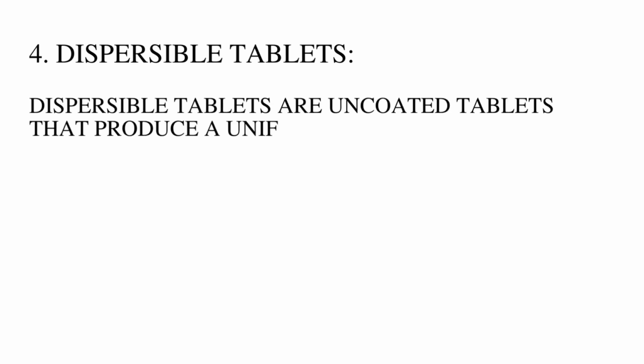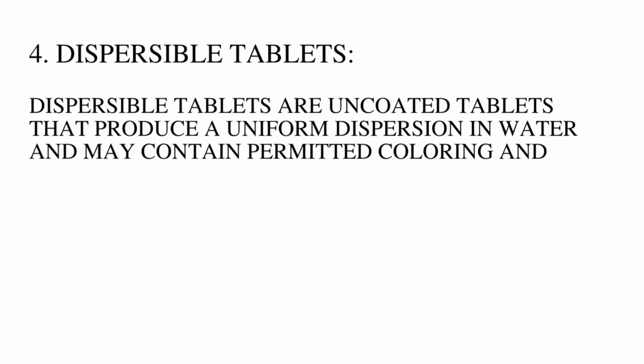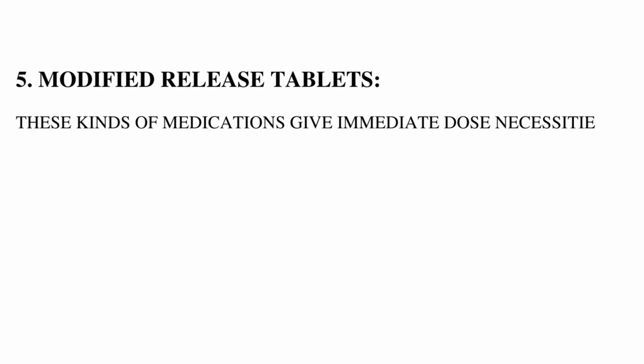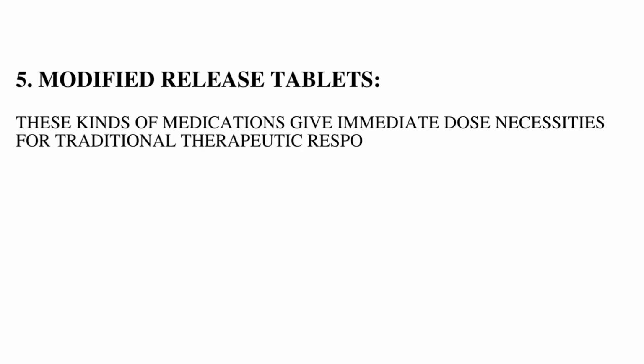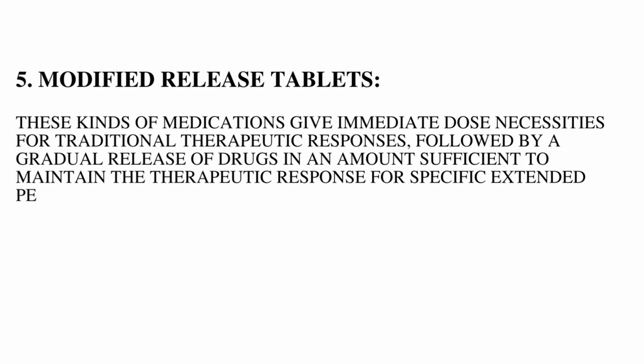4. Dispersible tablets. Dispersible tablets are uncoated tablets that produce a uniform dispersion in water and may contain permitted coloring and flavoring agents. 5. Modified release tablets. These kinds of medications give an immediate dose necessary for the therapeutic response, followed by a gradual release of drug in an amount sufficient to maintain the therapeutic response for specific extended periods of time, usually 8 to 12 hours.